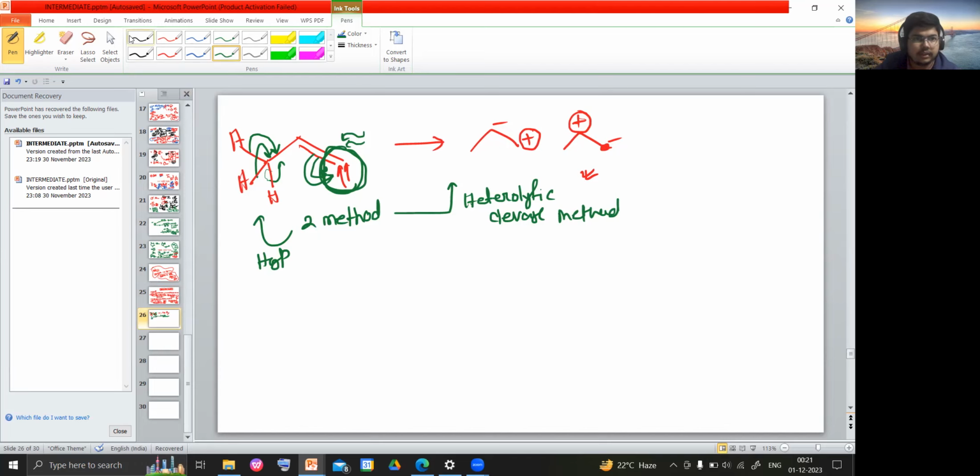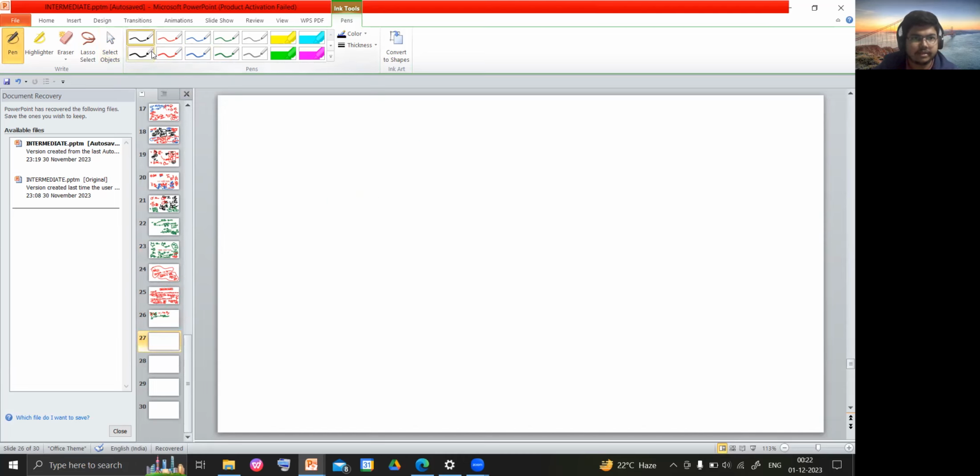Now let's go to the mechanism. In another slide I am starting the mechanism again. This is the most important thing. Now we have understood which center is more electron rich.